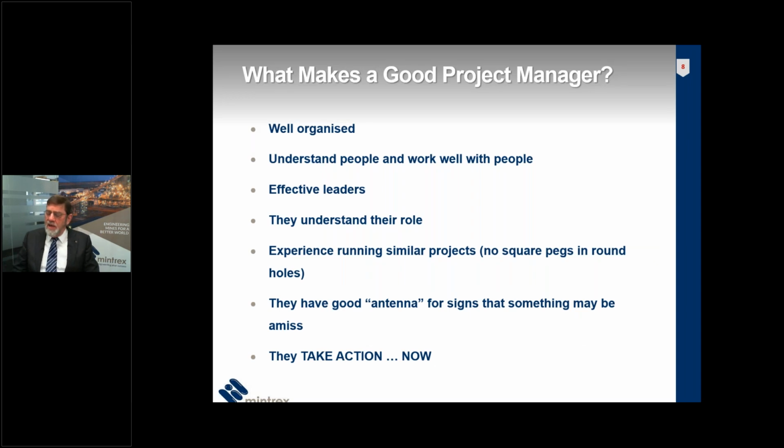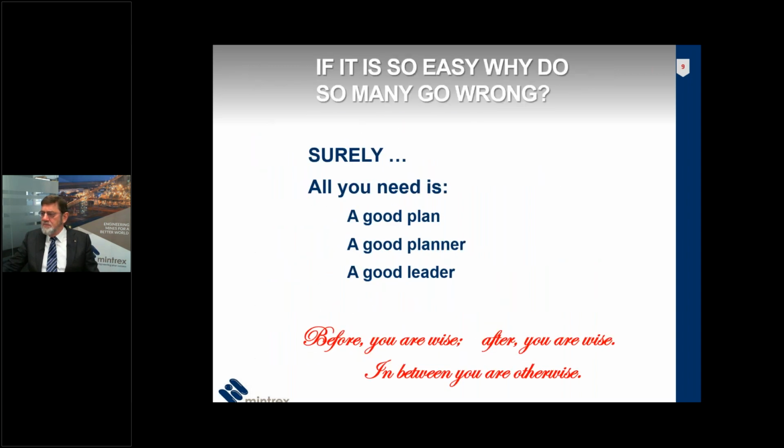So what makes a good project manager? Well, he or she needs to be an effective leader. They need to be a people person. They need to be an experienced general. No one wants to go into war led by the junior subaltern. So we need someone who's done it or something very like it before. They need to have tuned antennas so that they can pick things up quickly, and they need to take action.